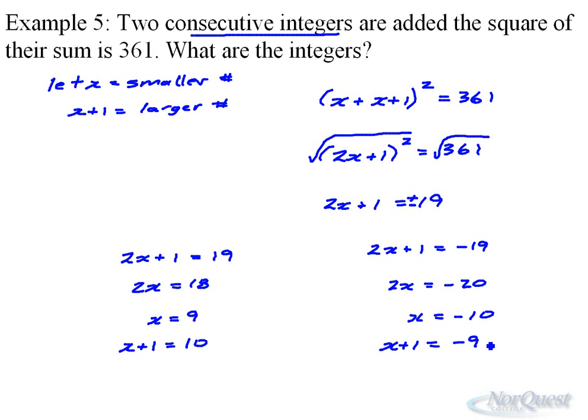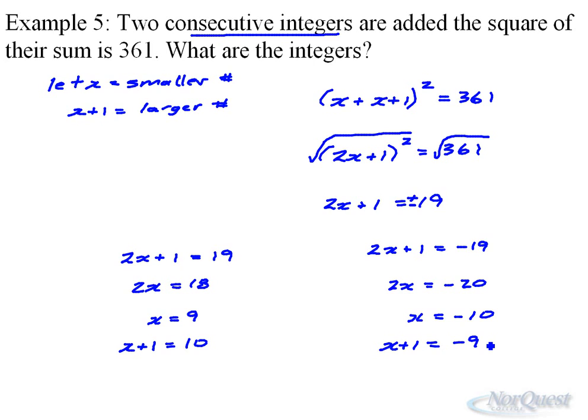Now you may be wondering why we have two sets of answers, because when you square a positive or you square a negative, you will get the same result. Squaring the sum of positive 9 and positive 10 would give you the same result as squaring the sum of negative 10 and negative 9. So that's why we've got two sets of answers for this question.